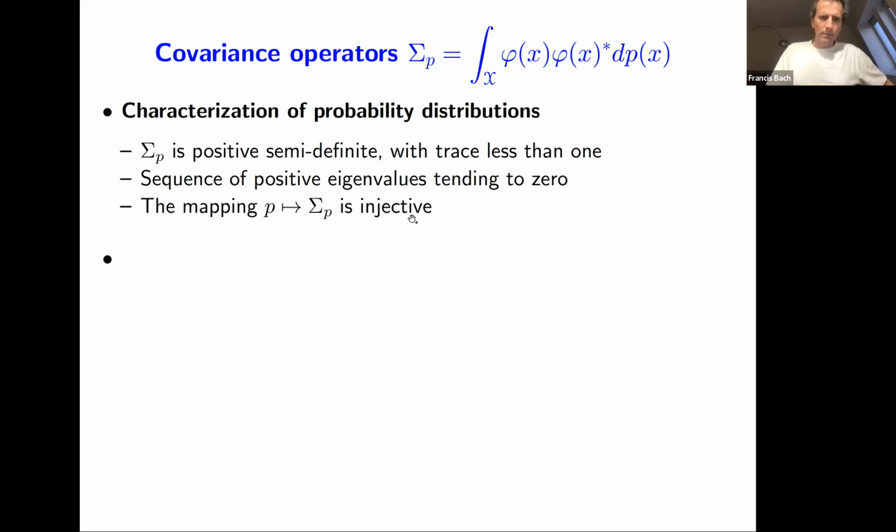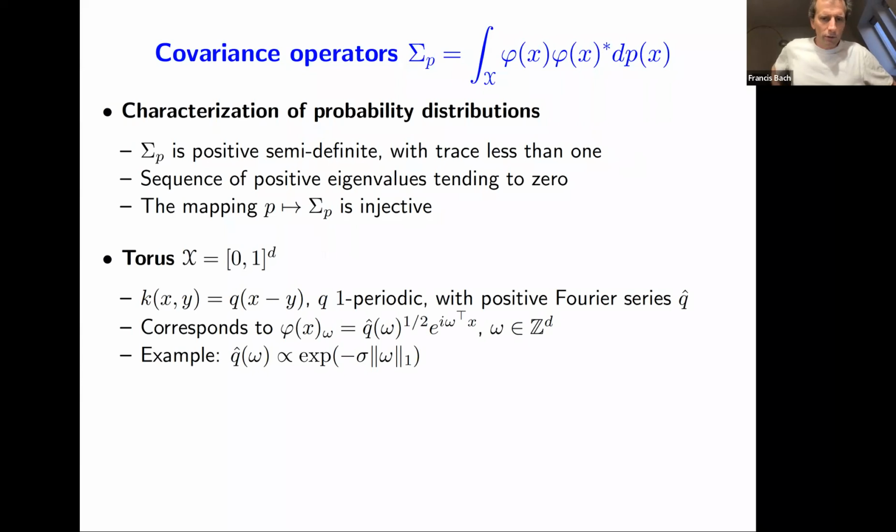So for examples, if you take the torus, which is just like the hypercube with periodic boundary conditions, then you have a kernel.